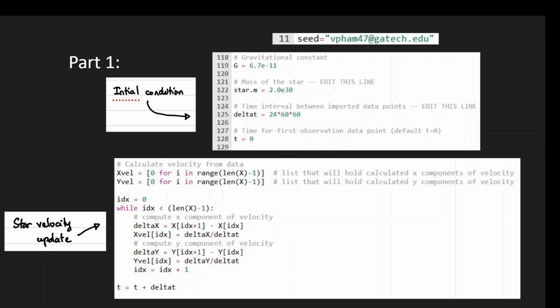In the first part, we are given the initial conditions: the gravitational constant, the mass of the star, and the time interval, which is 1 day, or 24 hours. Later we are given the functions to calculate and update the star velocity.